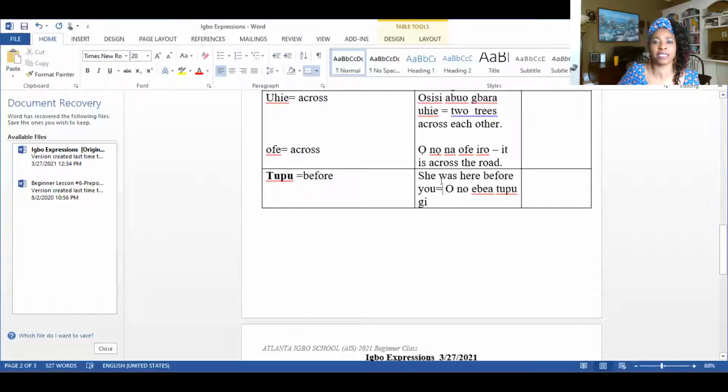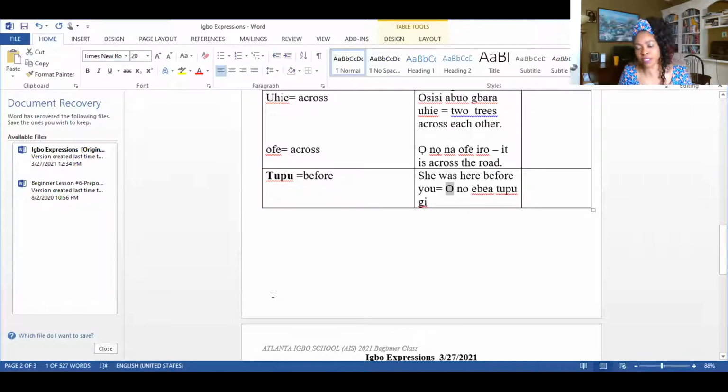You're trying to bear the witness. You're trying to say something, speak on behalf of somebody. Say, ono eba, why are you going in front of her? She was here before you. He was here. You know, something like that. So that's how you say, ono eba tupuge.